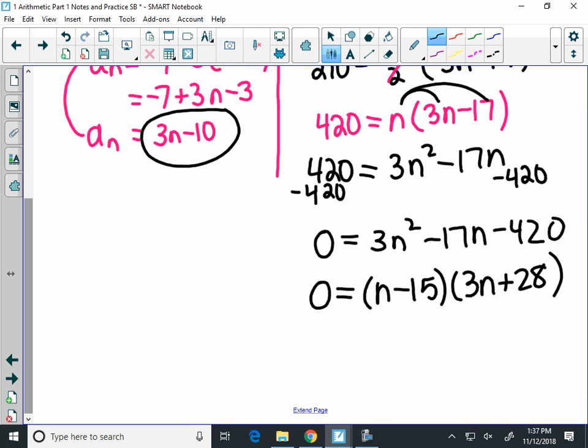Oh, but wait, how does that help me find n? You said each one equal to 0. Okay, wait a minute. If I set this one equal to 0, what would my n be? 15, that's your answer.